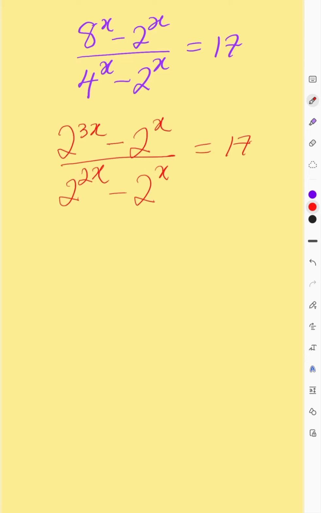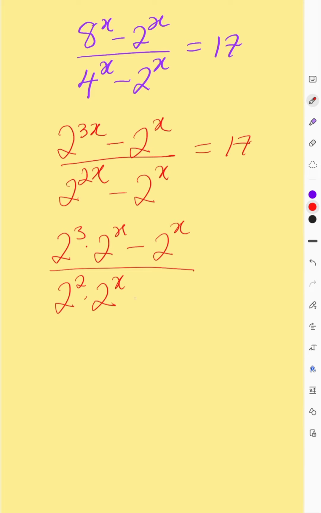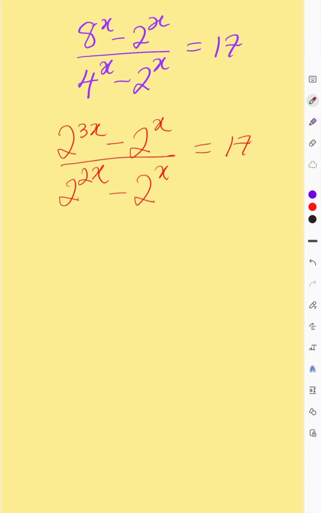Then you know that in the numerator now, this is like saying (2 to the power of 3) to the power of x minus 2 to the power of x, all over (2 to the power of 2) to the power of x minus 2 to the power of x, everything equal to 17. This is from the laws of indices, which says that you can break their powers like this, because multiplication here implies that you are timesing them, and timesing them means adding their powers.